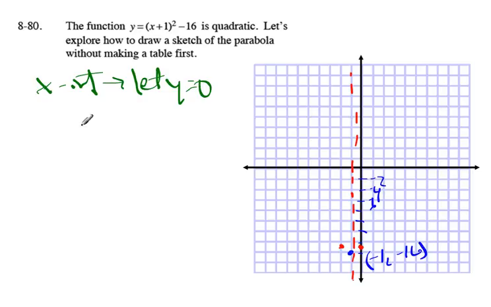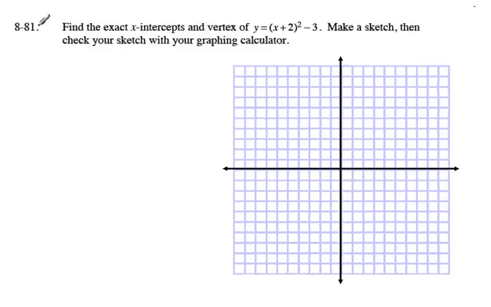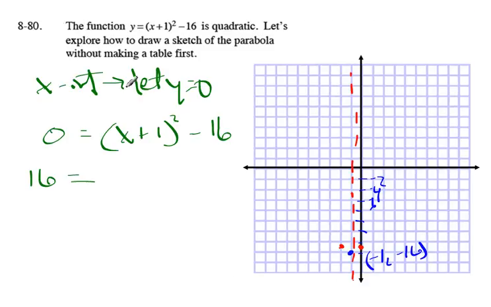So 0 equals x plus 1 squared minus 16. Solve this algebraically. So bring the 16 to the other side. Now we just did this in class today, so we're doing number 80 and number 81 from the book. I didn't want to worry about making up new problems. I just want to make sure you have a reference here. So x plus 1 squared.